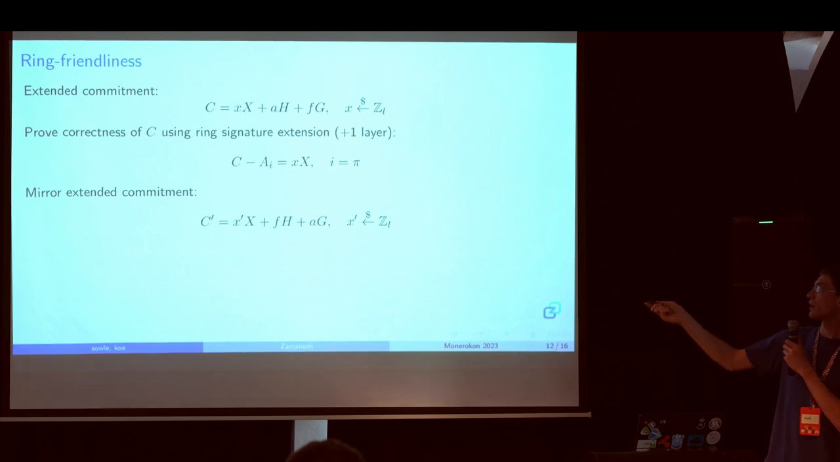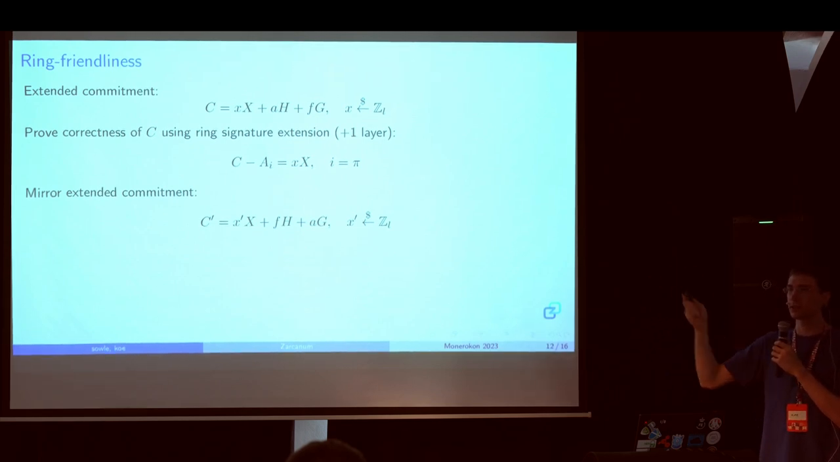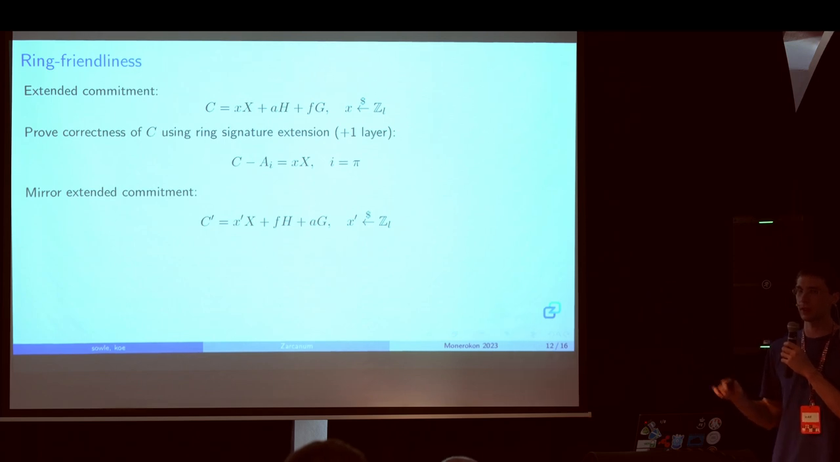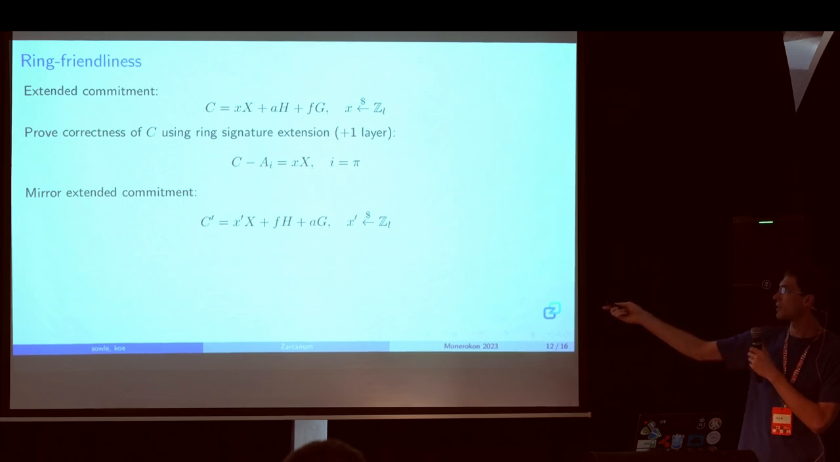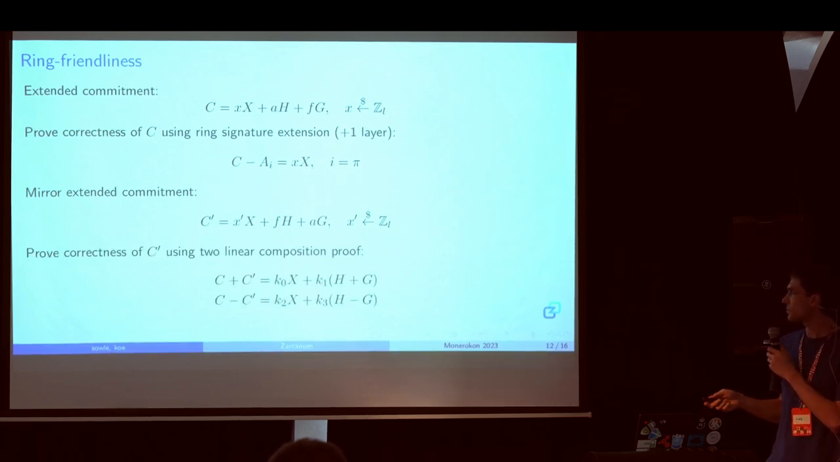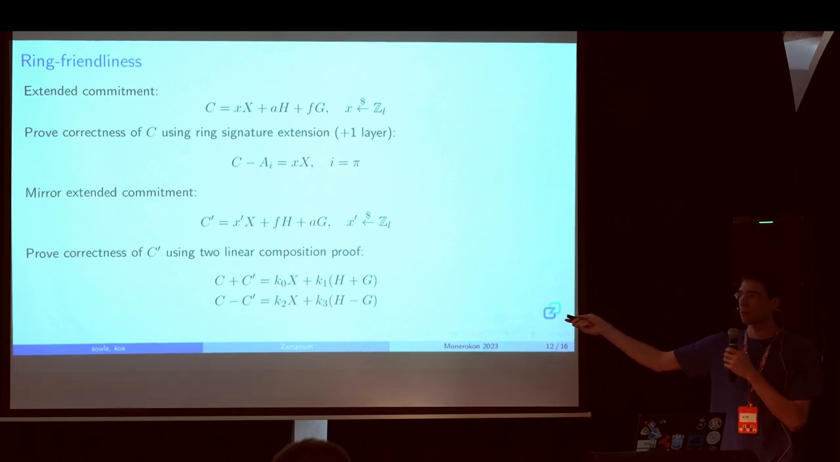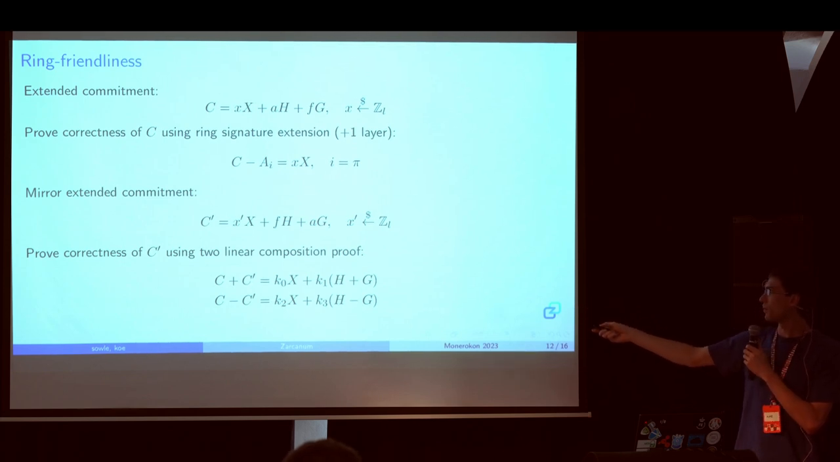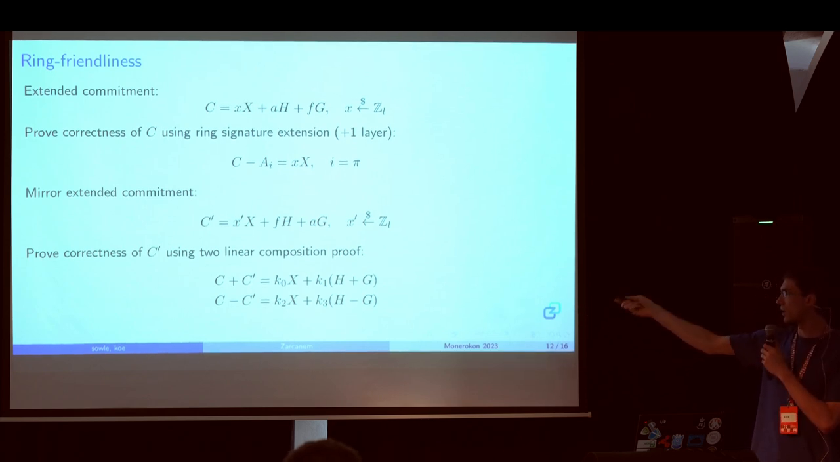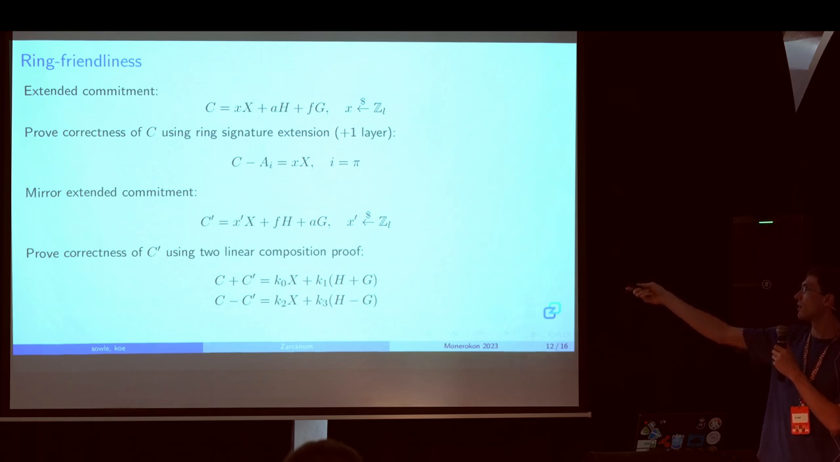So the key to this ring signature design is adding masks at every level of the proof. So we add a mask X to the original extended commitment, and we add a new mask to the mirror extended commitment. And then we create a proof that C and C prime have the proper relation using two linear composition proofs for C plus C prime and C minus C prime. And we use two linear proofs here to ensure that the ratio of F and A is maintained across the mirroring operation.